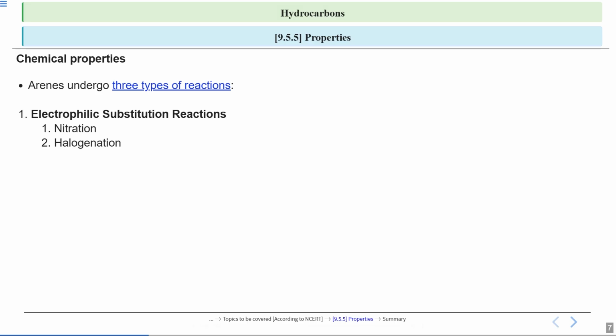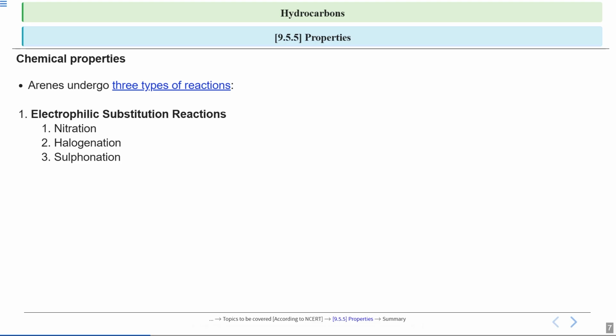Next is halogenation. Here, a halogen atom like chlorine or bromine replaces a hydrogen atom on the benzene ring. This reaction typically needs a catalyst such as iron(III) chloride. Halogenated arenes are used in many industrial applications.